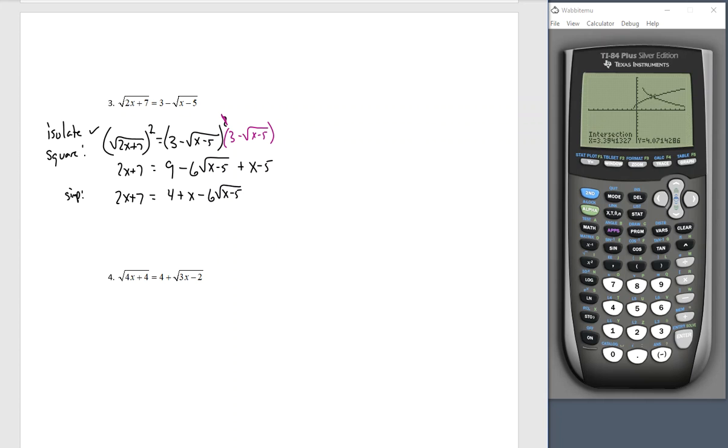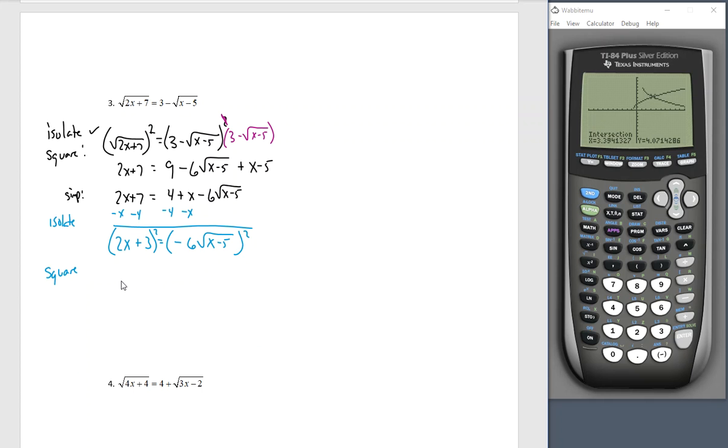Let's then isolate. And again, I don't leave myself enough room. So if we isolate our radical, we'll subtract 4, we'll subtract x. We have x plus 3 equals negative 6 square root of x minus 5. I'm going to show you a little trick. When we square both sides, that negative 6, I don't actually have to divide by it.